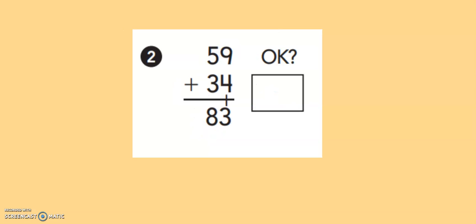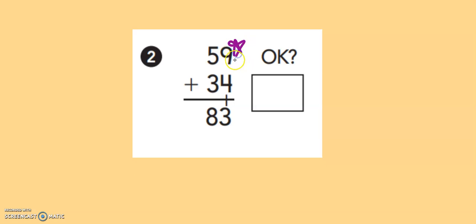Let's look at the next problem. Now, right away, I'm seeing something strange. Do you see what I'm seeing? I'm seeing here that there's a new group, but the new group is in the ones place. And normally when we make a new group, it comes over to the tens place, either below or above. So something's looking a little bit fishy right away. Let's take a look and see.